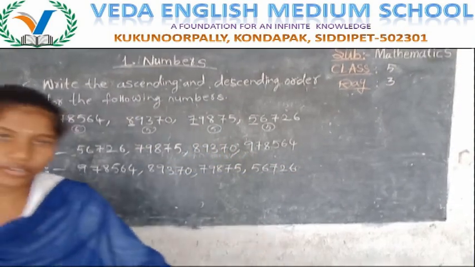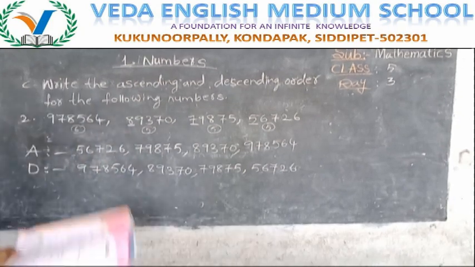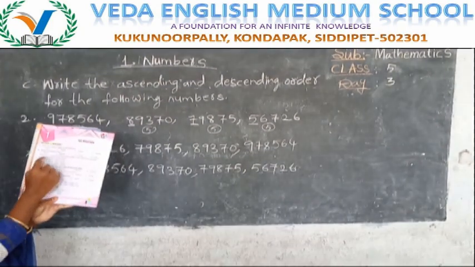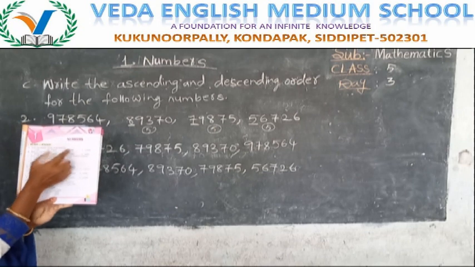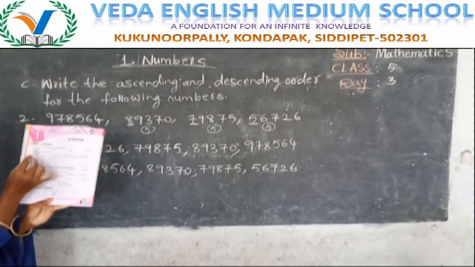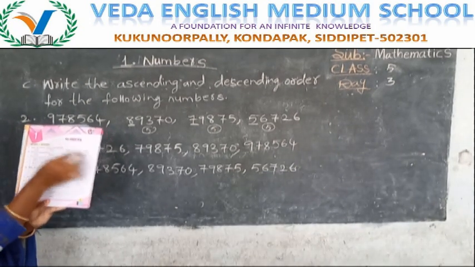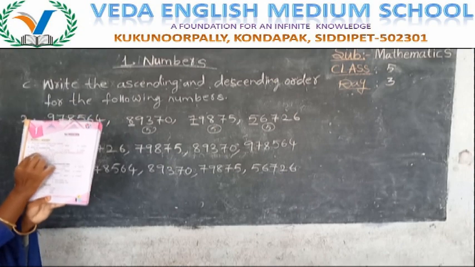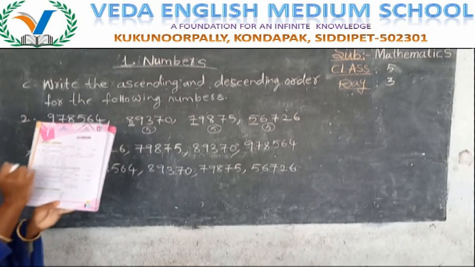For one number set, you have to write both ascending and descending orders. In up to C bit, in the first bit 3 problems have completed. Only the third one is your homework. In the second bit, the first 2 problems have completed. The remaining 2 are your homework. In the third bit, 2 problems have completed. The remaining 2 are your homework.